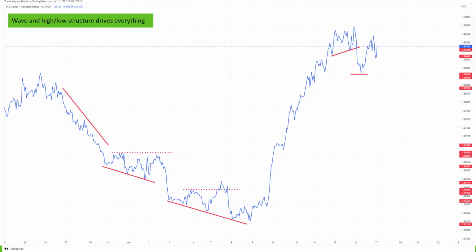And of course, you don't need any indicator. You can pick up any information from your price chart as well. So we can just study the waves, the high and low structure, and that drives everything. So we can look at the steepness, for example.